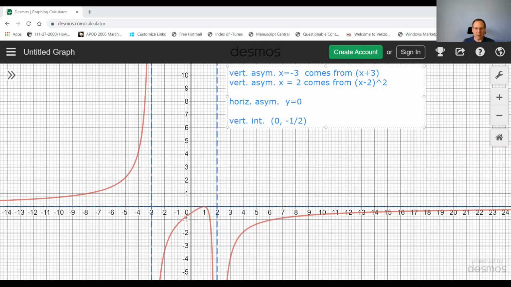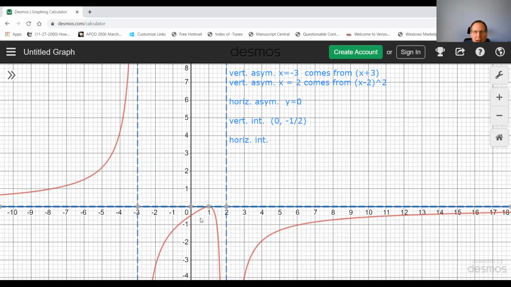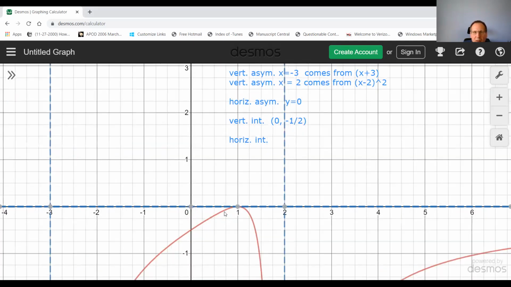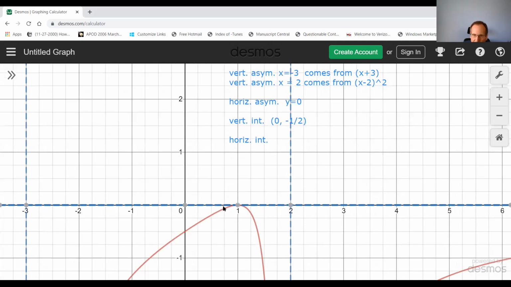And then horizontal intercepts, it looks like there's only one. And it's right here. Let me click this off for a second. So it's right here, at 1, 0. And if you zoom in on that, it looks like a parabola, approaching it and bouncing off. So if you get really close to that, it looks like a quadratic function, a parabola.